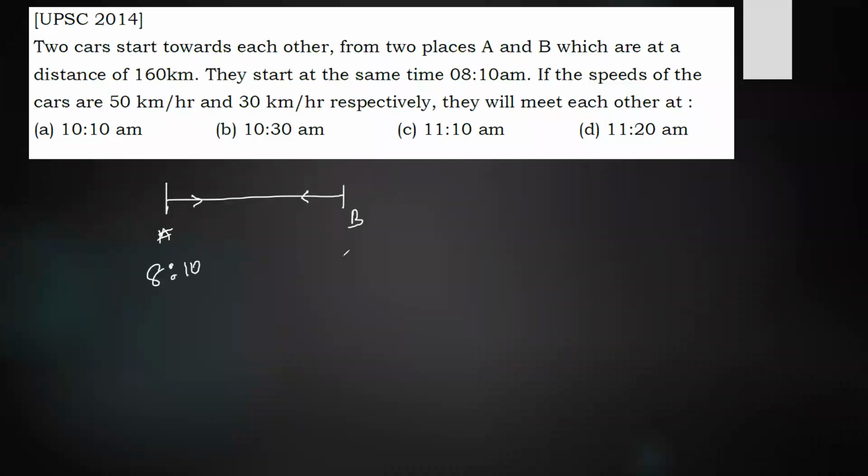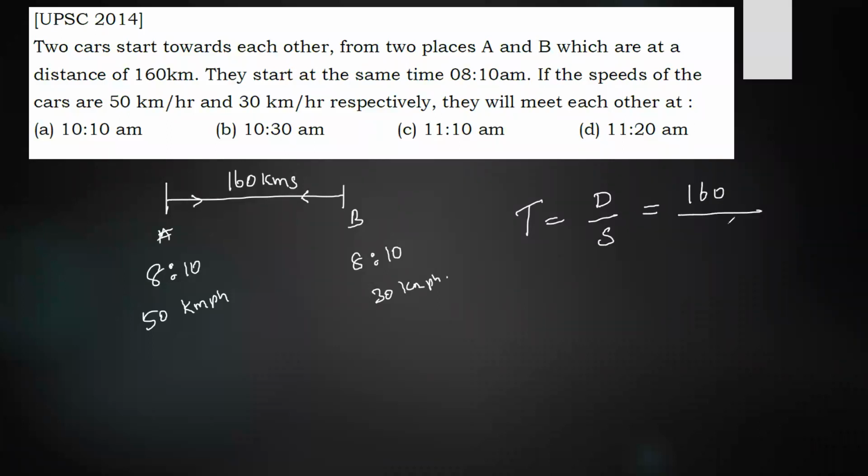Two cars start towards each other, in opposite directions, from places A and B. Yes, Karan, good. They started at 8:10, right? Give it a try. Okay, so they both started at 8:10 a.m., the same time, so that's not an issue. The speeds of the cars are 50 km per hour and 30 km per hour. Initially, the distance between them is 160 km. We have already done this same type of problem previously, right? What time will they meet each other?